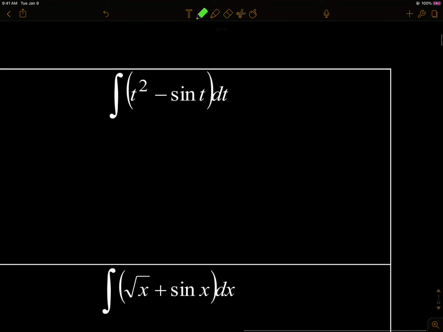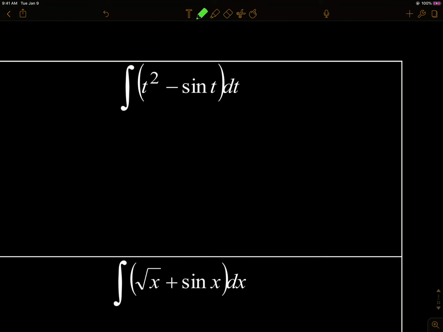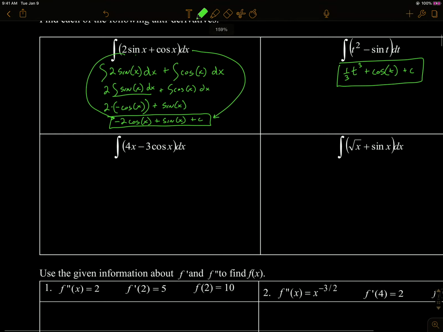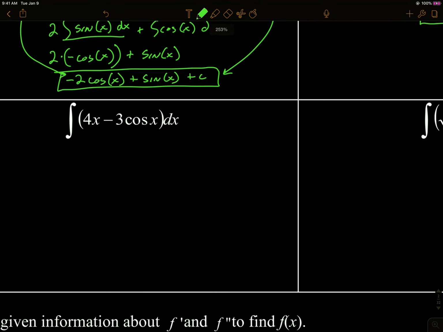All right, let's try this guy. We go one term at a time. The first term is power rule, so it's t to the third, and then divide by that new power. And then the integral of sine is negative cosine, so it was already negative, so it becomes a positive. And we have plus our constant of integration.